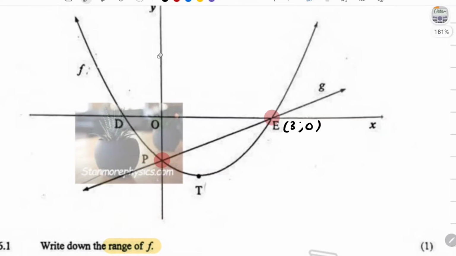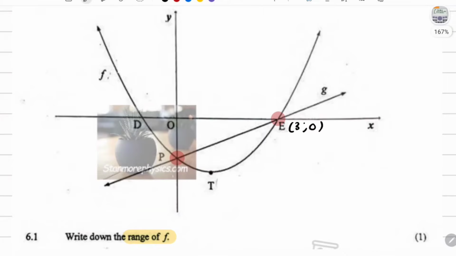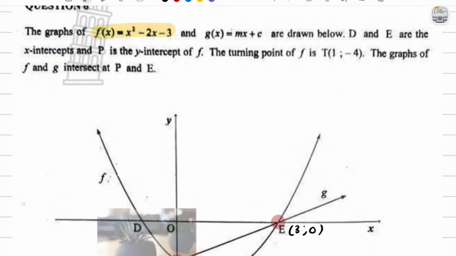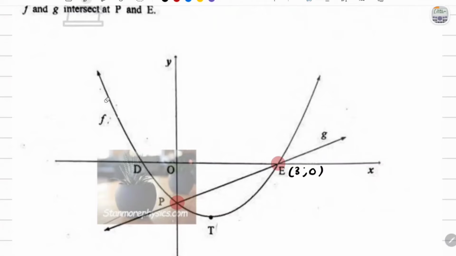Well, first of all, it lies on the y-axis. And do you see that it is one of the points of intersection of F and G? Since it lies on the y-axis, it would mean that it's the y-intercept of both graphs. But the good thing here is that we have the graph of F. So it's the y-intercept of F.